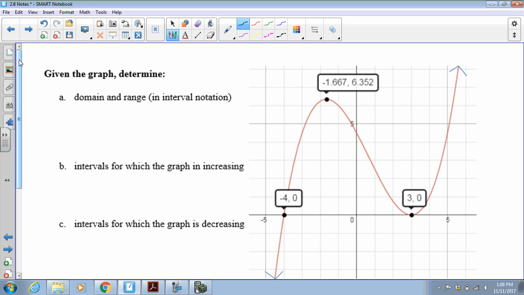This is your half sheet of paper, the yellow one that you got. Now this is using a graph. You can figure out the domain and range, and then figure out intervals of when the graph's increasing and when the graph is decreasing. So domain.